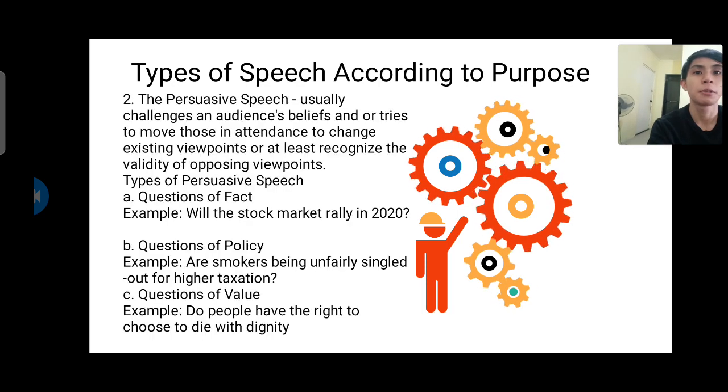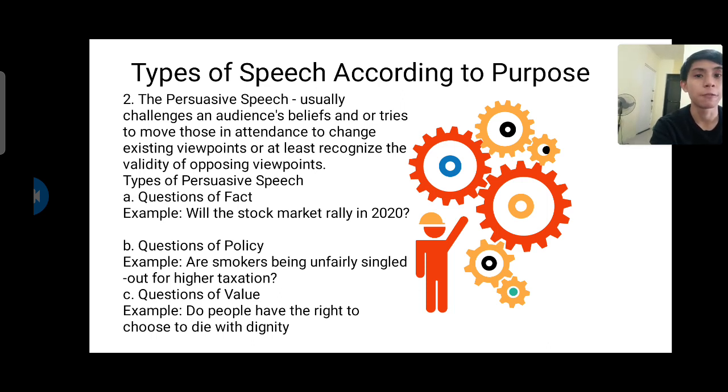Next one, a persuasive speech, usually challenges an audience's beliefs and or tries to move those in attendance to change existing viewpoints or at least recognize the validity of opposing viewpoints. To put it simply, it means to persuade an audience into believing or siding with the idea of the topic you are presenting. So there are multiple types of persuasive speech.